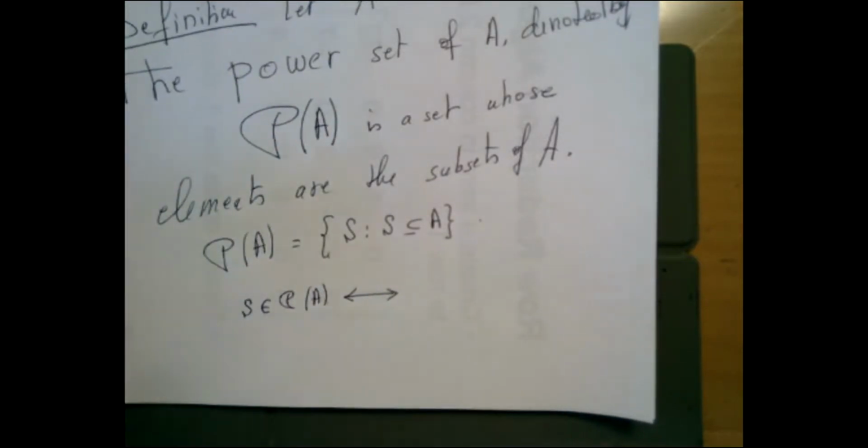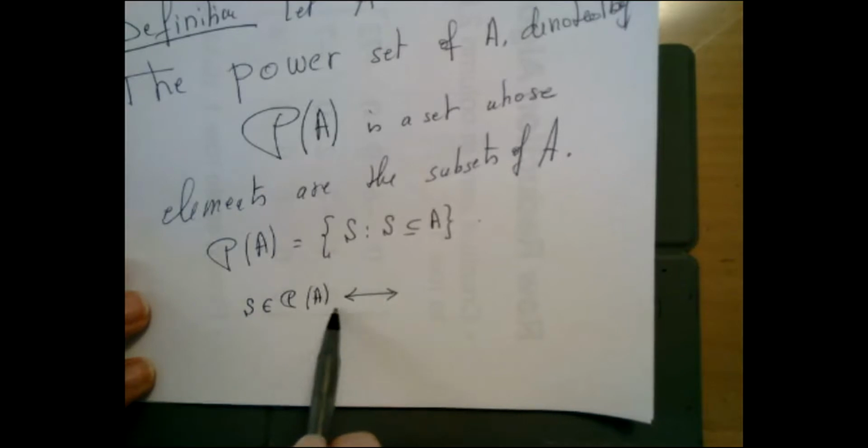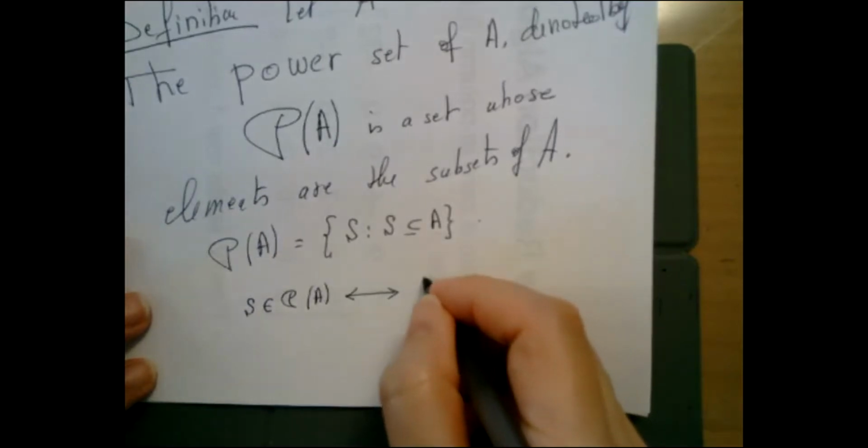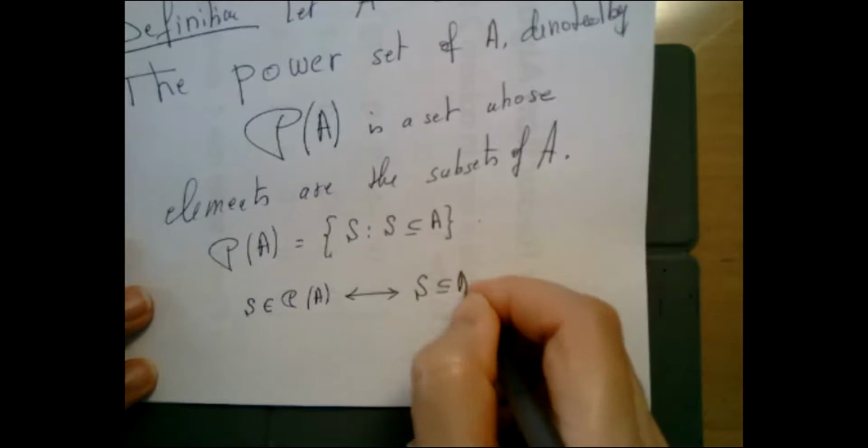So what does this mean? Whenever I define a set, you have to understand its elements. What does it mean to say S is an element of the power set of A? What are the elements? The elements are the subsets of A. So S is an element of the power set of A. This means that S itself is a subset of A.